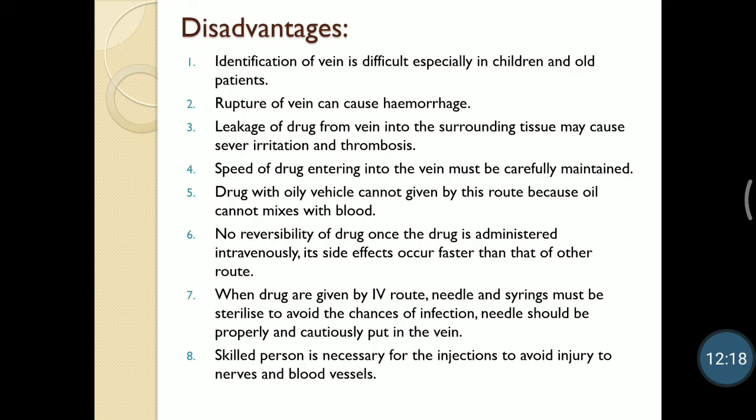Next, disadvantages: identification of a vein is difficult, especially in children and old age patients. Rupture of a vein can cause hemorrhages. Leakage of drug from the vein into the surrounding tissue may cause severe irritation and thrombosis. The speed of drug entering the vein must be carefully maintained. Drugs with an oily vehicle cannot be given by this route because oil cannot mix with blood, since blood is made up of water. No reversibility of the drug. Once the drug is administered, that's all. We have to face the side effects, and they will appear very fast.